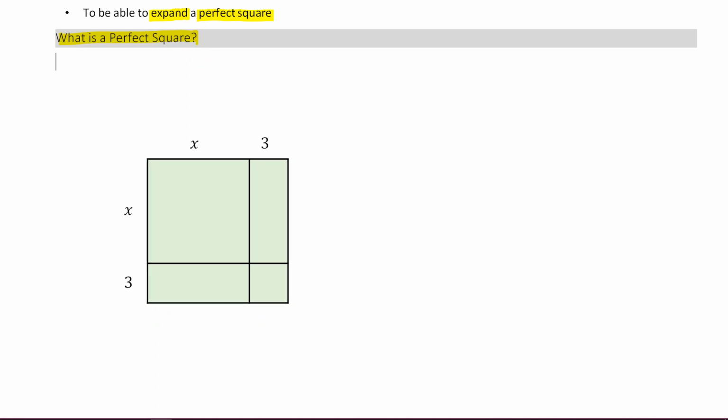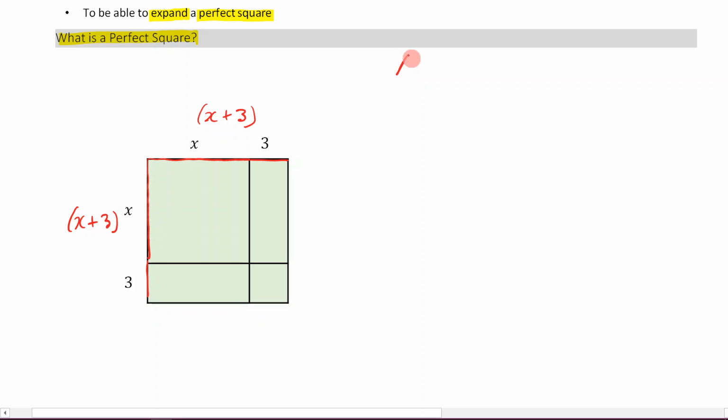Well, here is a visual representation of a perfect square. And as you can see, it's a square. How do I know this is a square? Well, as you can see here, its width is x plus 3, and its length is x plus 3. And remember, the definition of a square is that the length is the same as the width. So we're looking at here a square.